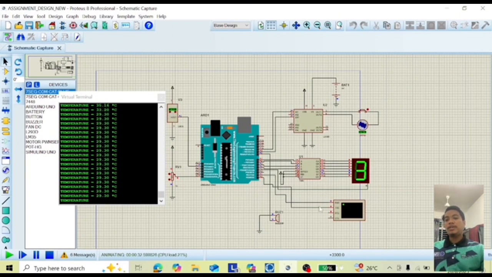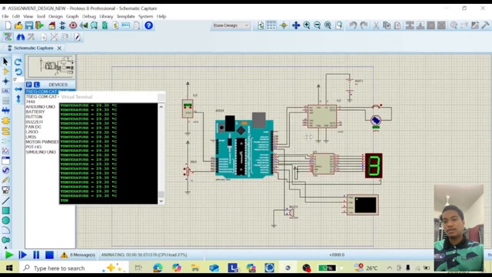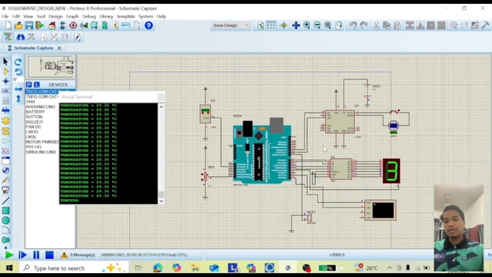So, as you can see, when I increase to 30 degrees Celsius, the buzzer will turn on and the motor will run. And after I decrease the temperature below 30, the buzzer will stop and the motor will stop, with the motor speed decreasing slowly until 0 RPM. So that's all our result and simulation, and thank you very much.